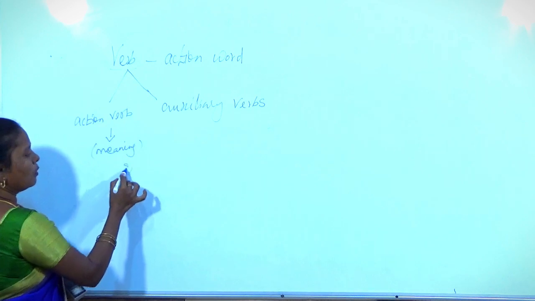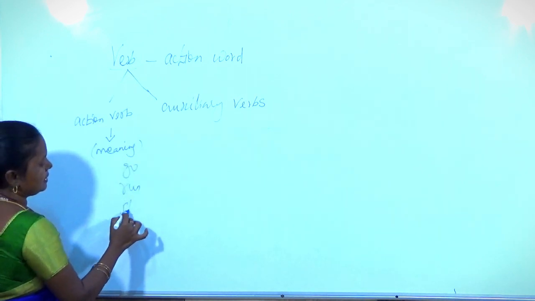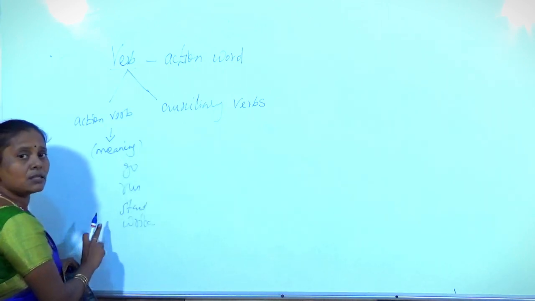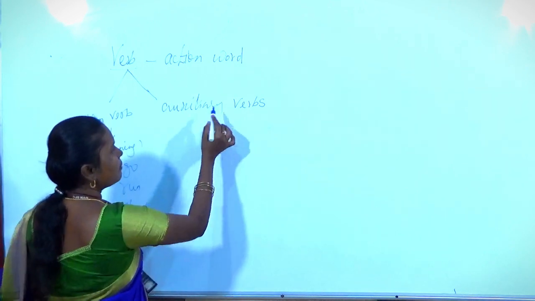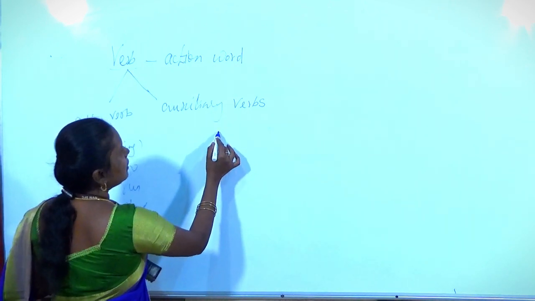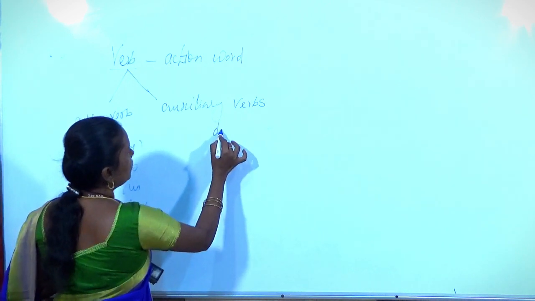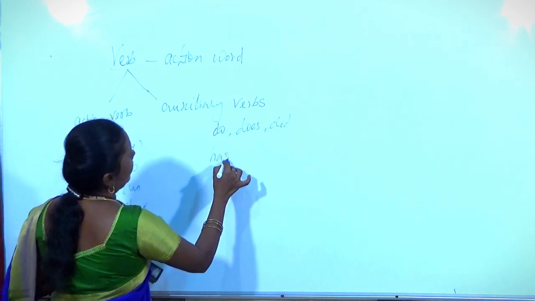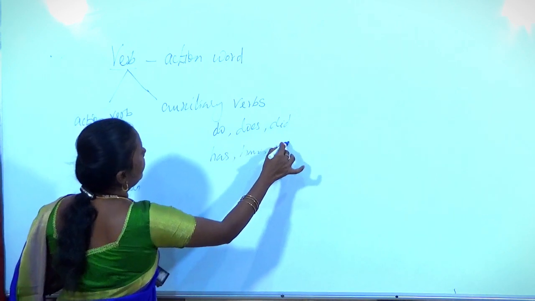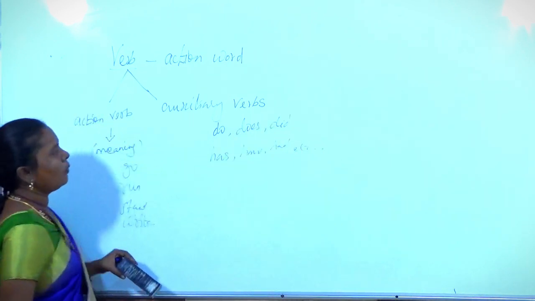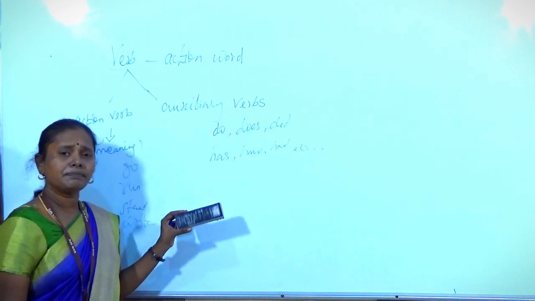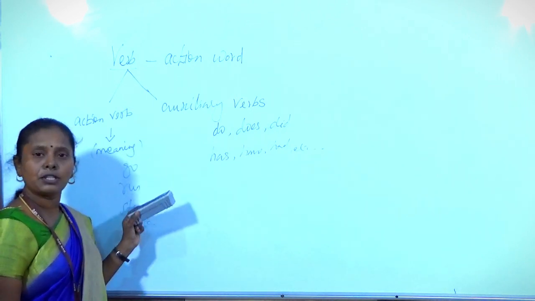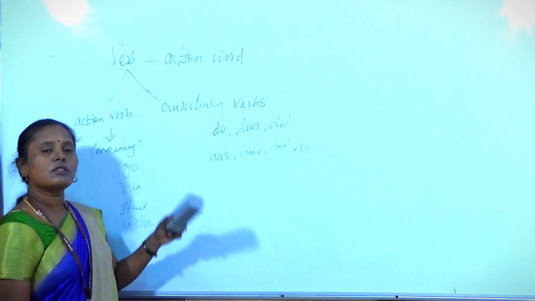For example, go, run, stand, write. These words have their own meaning, but at the same time they are auxiliary verbs. For example, do, does, did, has, have, had, and so on. So these auxiliary verbs, do they have any particular meaning separately? That's the difference between action verbs and auxiliary verbs.